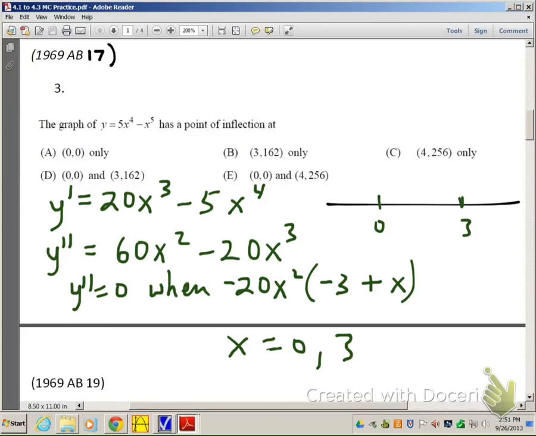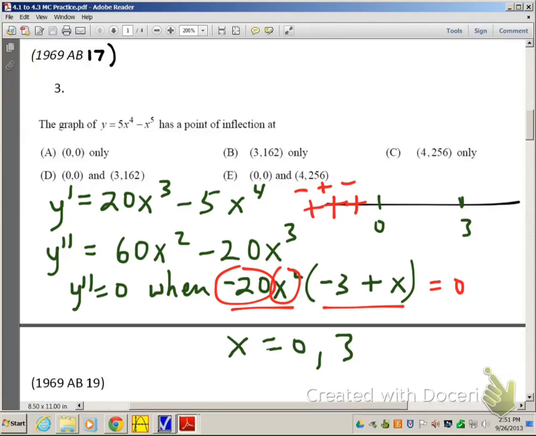Okay, so when we check 0 and 3, we get to the left of 0, if this is our y double prime equals 0, then when x is equal to some sort of a negative number, the first term is always going to be negative. This is going to be positive. So we have a negative times a positive, and then negative 3 plus some other negative number is going to be negative. So on the entire interval for negative x values, we see that y double prime is positive.